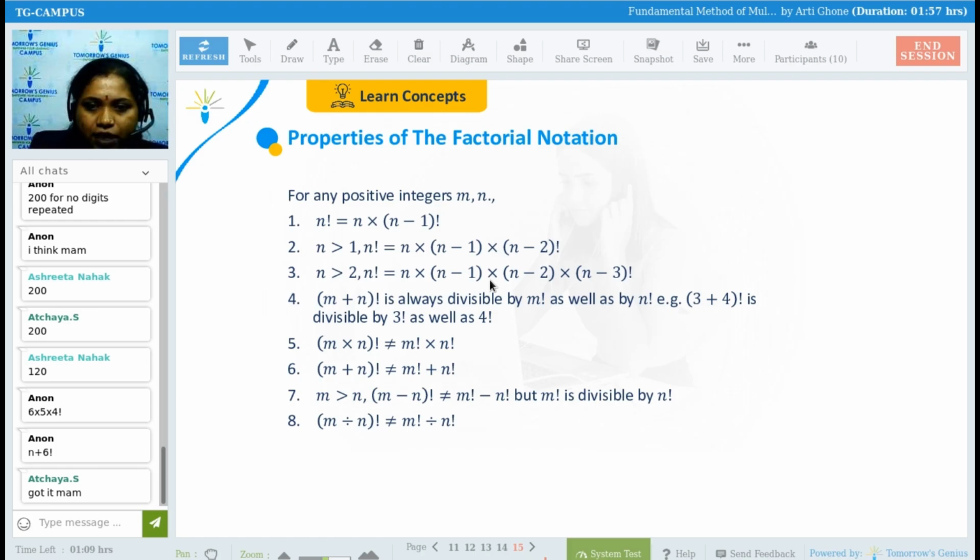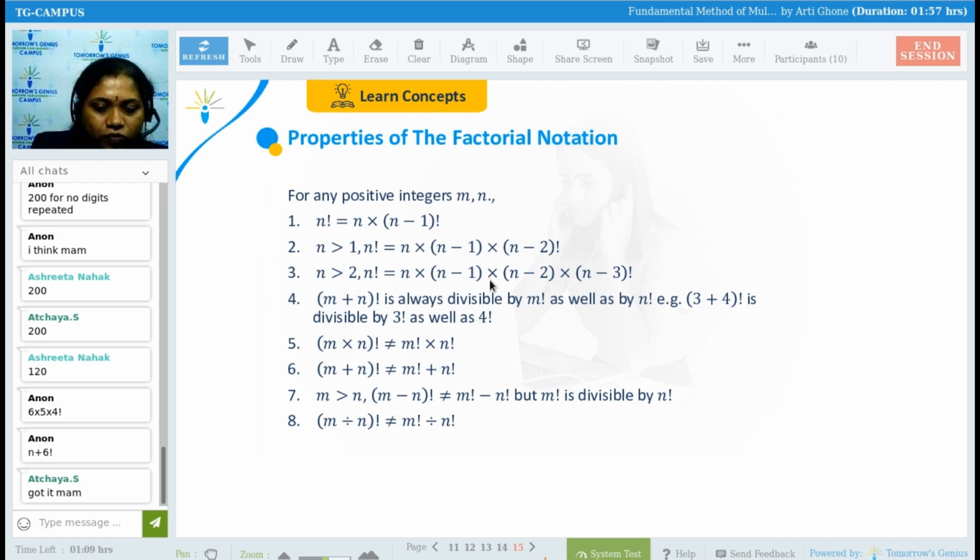Now, n factorial is resolved as n into (n minus 1) factorial, that we know. If n is greater than 1 and positive, then we can write it down up to n into (n minus 1) into (n minus 2) pattern. So we can do this as per the question.